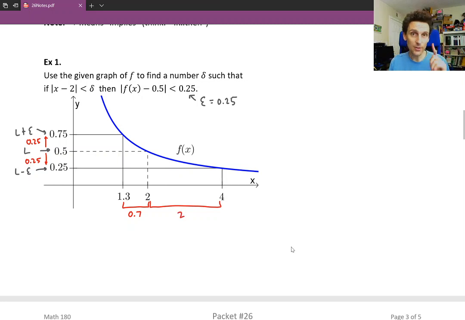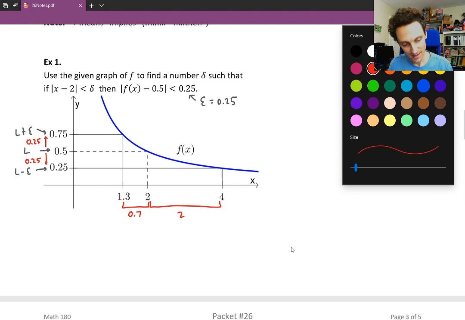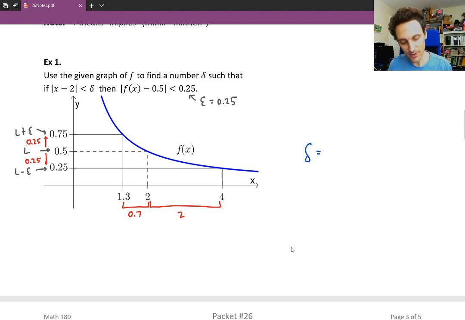But with delta, we only get one number to choose, one closeness to 2. That's going to make an interval, and all of the x values on that interval, when we plug them in, are going to have to be within 0.25 of 0.5. So what would that number have to be? What would the closeness to 2 have to be? If you said 0.7, then that would be correct. Now you could have chosen actually something smaller, like 0.5, that would also work, or 0.01.